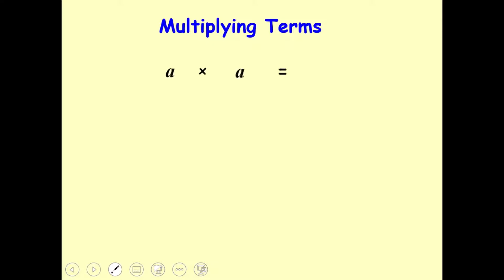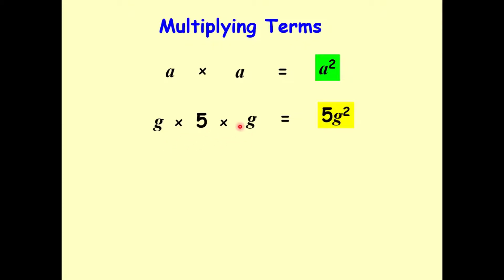Okay, some more examples. If you were to times two letters together that are the same, so in this case we've got a times a, this becomes a squared. Next example, g times 5 times g becomes 5g squared. So we've got our number coming first, and then we've got g times g to give us g squared. If we have c times 3c, that is 3c squared. Again, we've got our number first, and then we've got c times c.